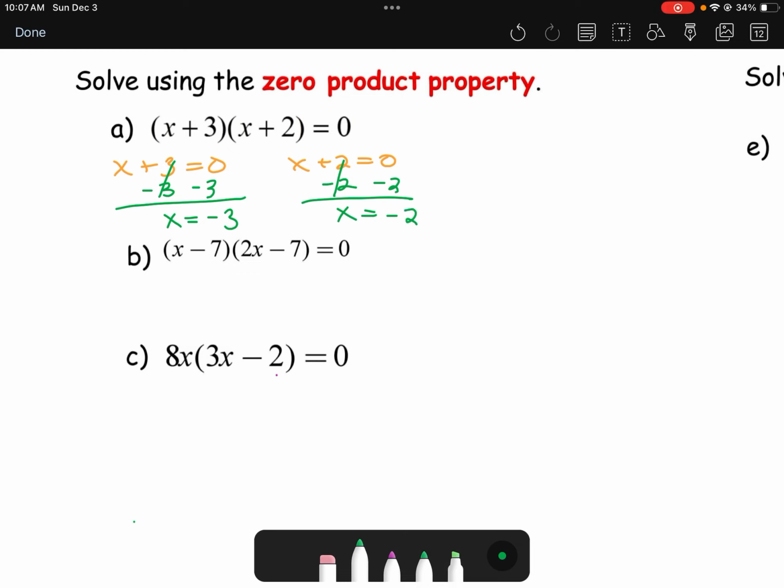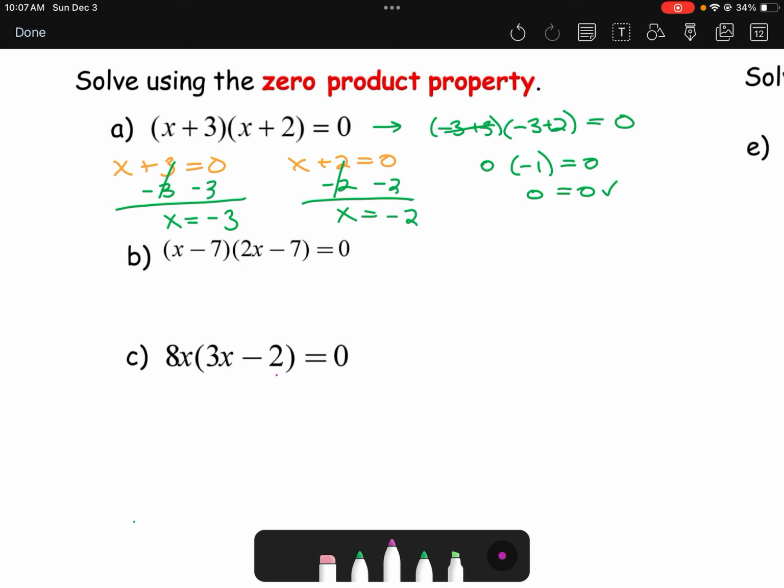Okay, let's check our work. If x is negative 3, let's plug that into this equation. I have negative 3 plus 3 times negative 3 plus 2. Does that equal 0? Well, negative 3 plus 3 gives me 0. Negative 3 plus 2 is negative 1. 0 times negative 1, well, we know 0 times anything is 0, so that gives me 0. That checks out.